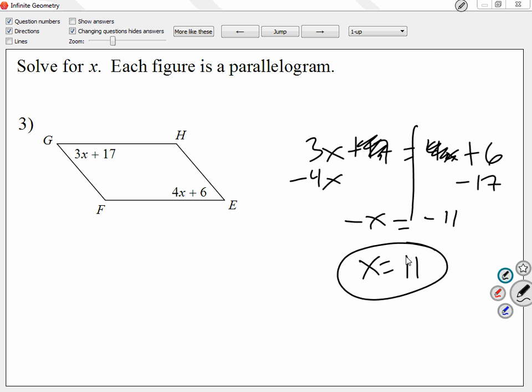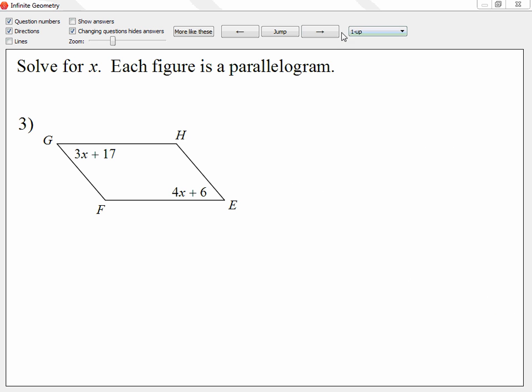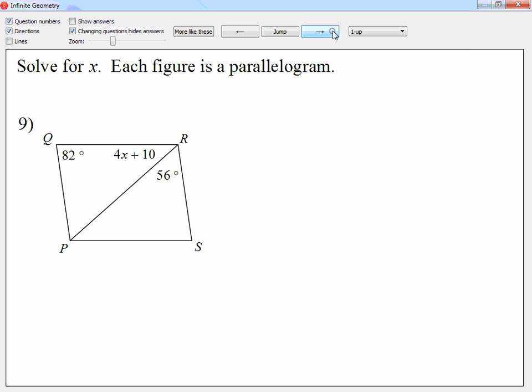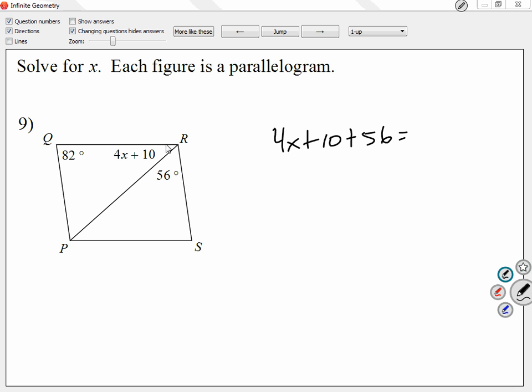Question number 9. Alright, looking at it, I'm going to say 4x plus 10 plus 56. If you notice, I'm adding the two parts of angle R to make the whole angle R. 4x plus 10 plus 56 is equal to what?